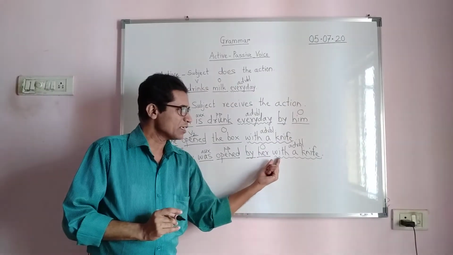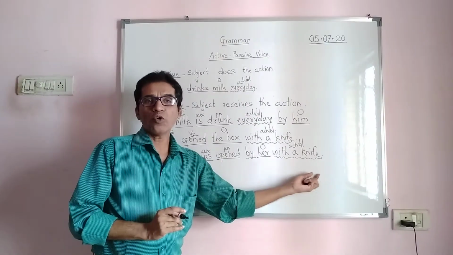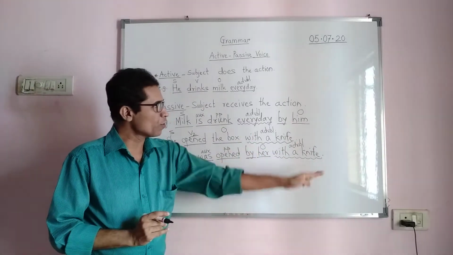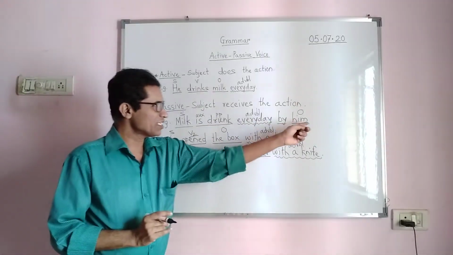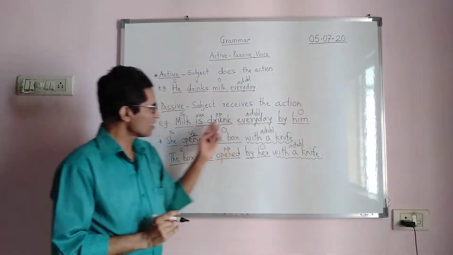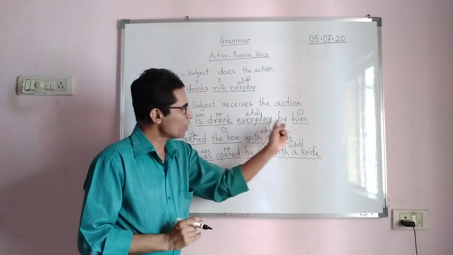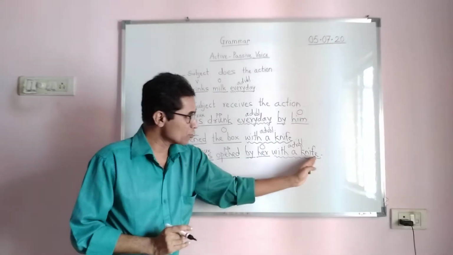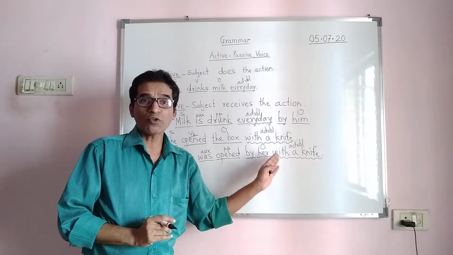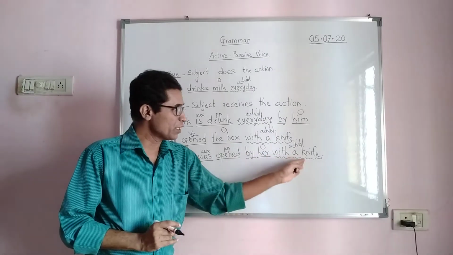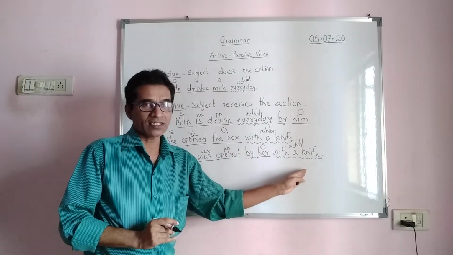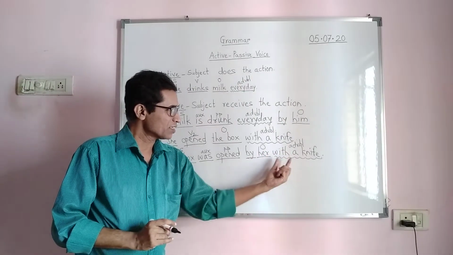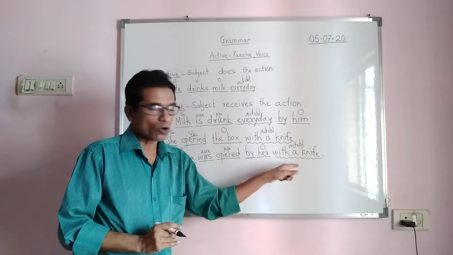When the adverbial is a long one, of more than one or two words, then it is better to keep it after the object. You can keep it after the object, saying like this: milk is drunk by him every day. That is also right. But when the adverbial is a long one, or consists of more than two words, then it is better to keep it after the object. That is why the box was opened by her with a knife. This adverbial is kept after the object.